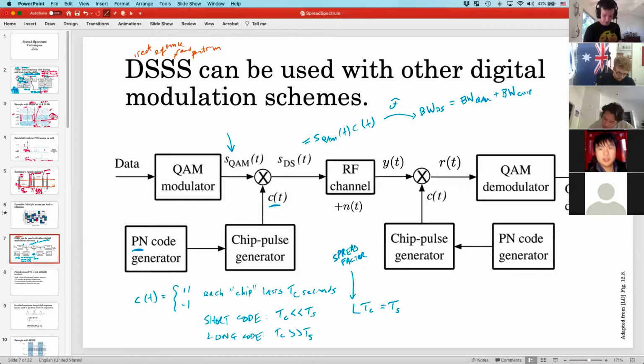Okay. And there are a couple of abstractions here. In particular, I don't think we are showing mixing to passband. So that would be done before and after the RF channel. But the idea is we're going to try and abstract away from that and just try to work in the baseband here. Okay. Questions so far?